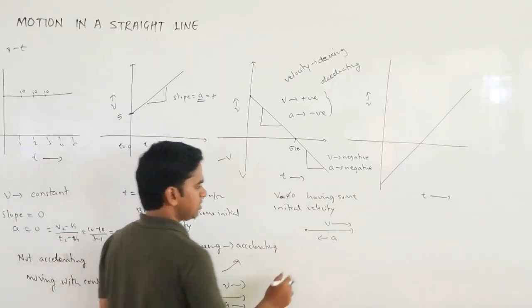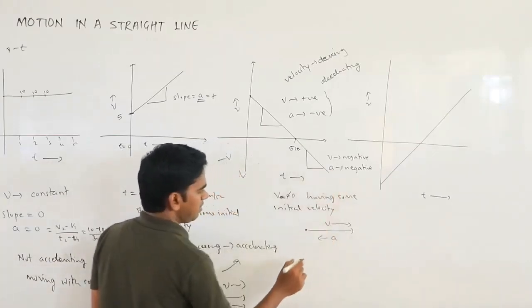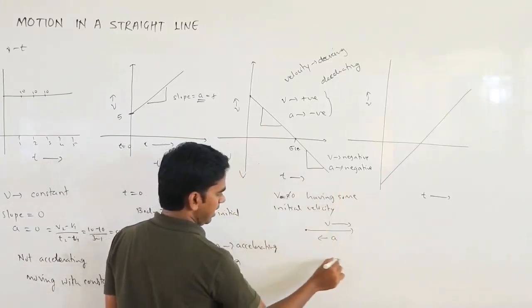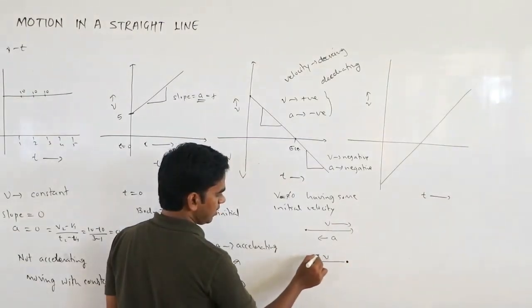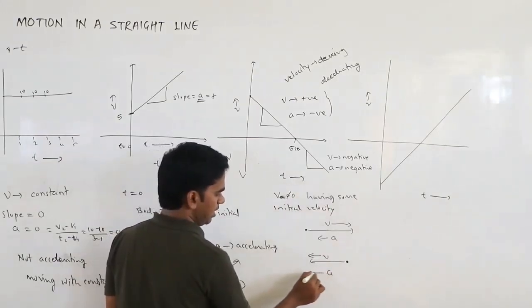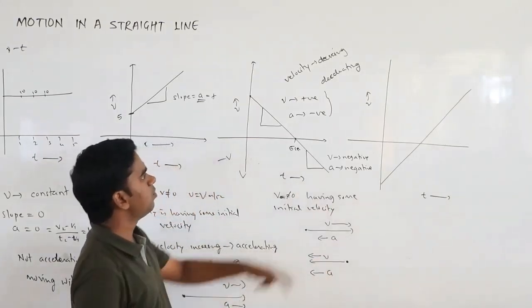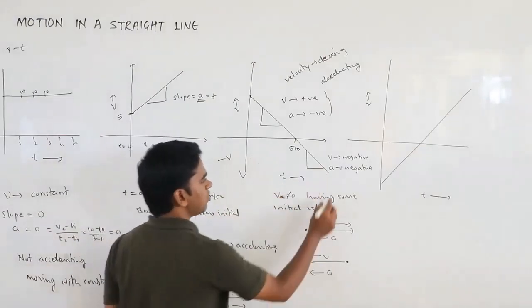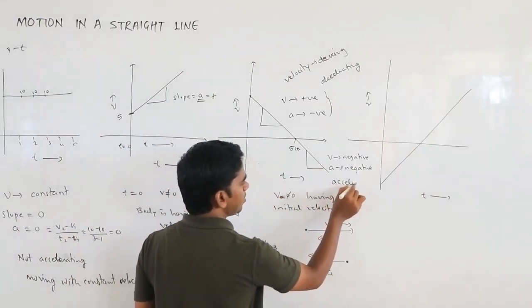Okay, that means if I plot the direction of the body, v is negative means v is in this direction. What about a? a is also negative. If both are of the same sign, that means the body is accelerating.